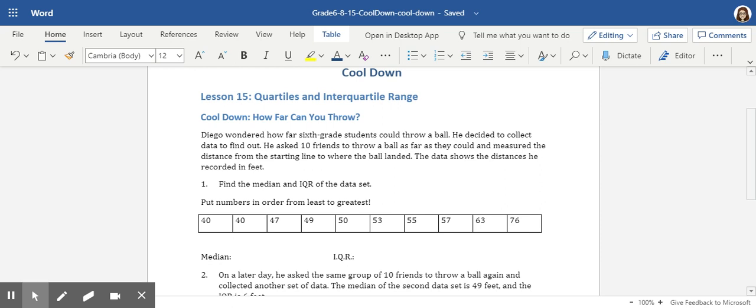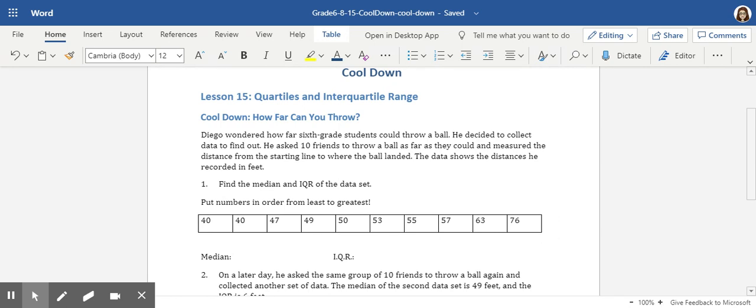All right, so we're on the cool down for lesson 15, and it says to find the median and the IQR of the data set. So I just put the numbers in order from least to greatest. So we have 40, 40, 47, 49, 50, 53, 55, 57, 63, and 76.